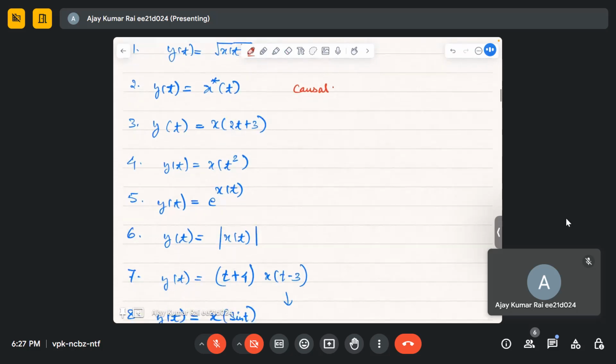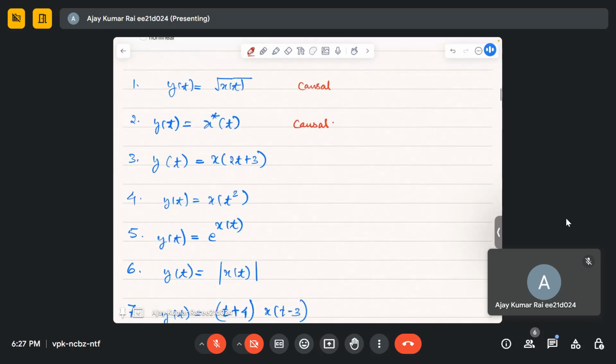What about this one? This is very interesting: y of t equal to x of 2t plus 3.